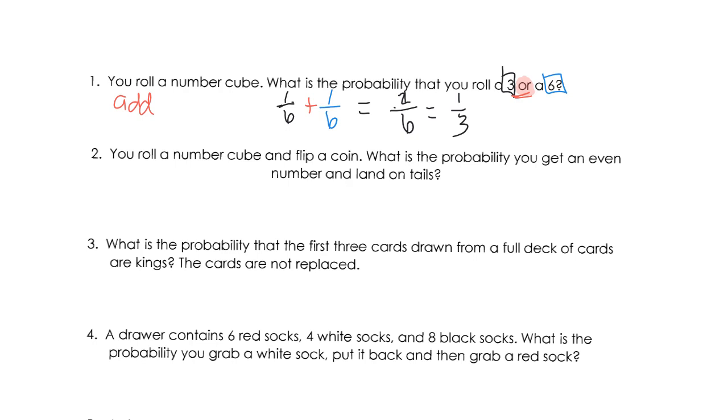Okay. Looking at number 2, I roll a number cube and flip a coin. What's the probability you get an even number and land on tails? Does me rolling a number cube affect how I'm going to flip the coin? Hopefully you're saying no. So that tells me that it's independent. And I know to choose that because of the word "and" here. Because of the word "and," I have to choose between dependent and independent, and in this case, it's independent.